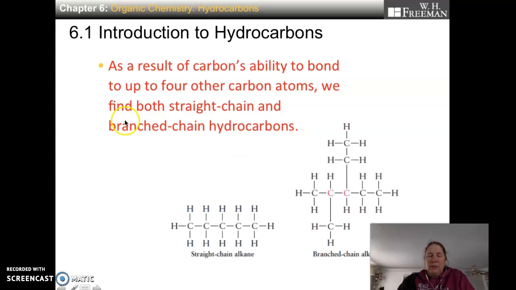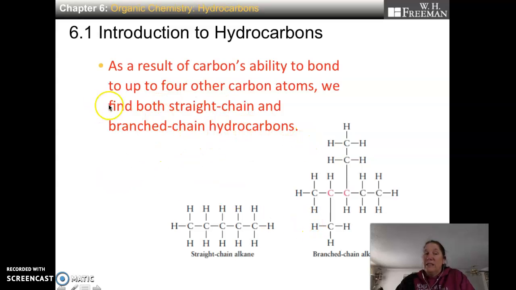Okay, here's straight chains, just carbon and hydrogen all around. This is a straight chain alkane. It's actually 1, 2, 3, 4, 5. There's 5 of them, and the prefix for 5 is pen, so this would be pentane. But they can also branch out. They don't have to be in a straight line like this. They can branch out, and I'll show you how to name those later.